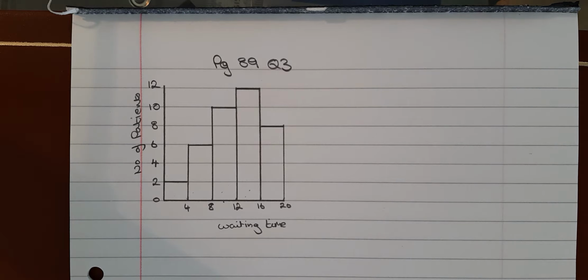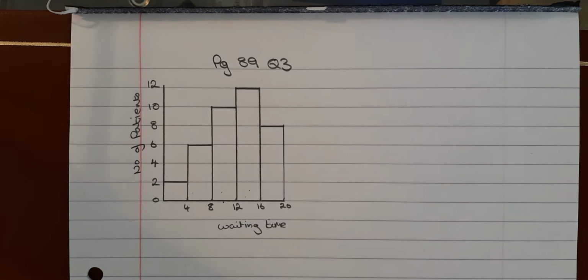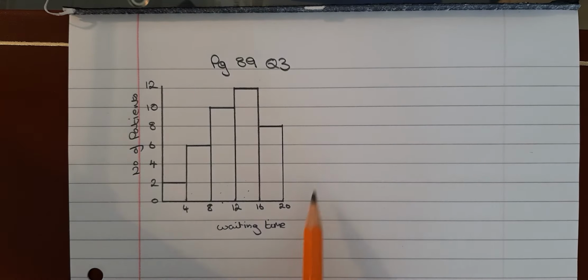Test 5, page 89, question 3. The frequency table below gives the waiting times of a group of patients at a doctor's surgery. Part 1 is draw a histogram to illustrate this data. So I've just done a quick one here.